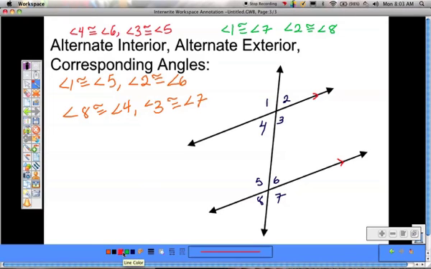So let's do an example. Let's just pick a number. Let's say this is 120 degrees. Can you find the measure of all the other angles? Well, you can go a different way. You could start with the vertical angles are congruent. So this is 120, this is 120.